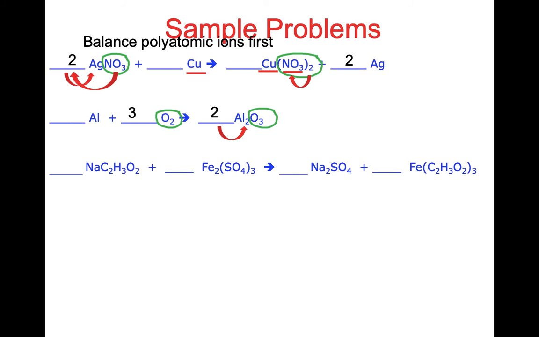Now notice what happened here. What does that do to the aluminum? Well, it now makes 4 aluminum, so we're going to put a 4 over here. So the coefficients for this balanced equation are 4, 3, and 2.